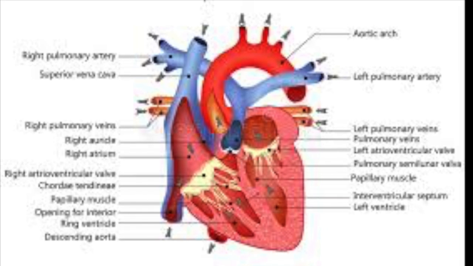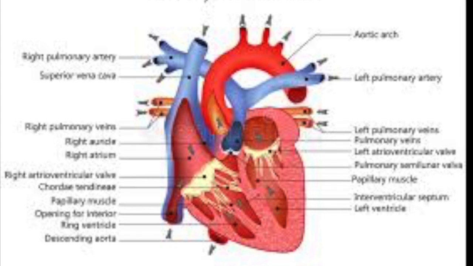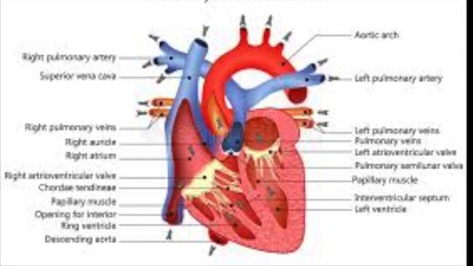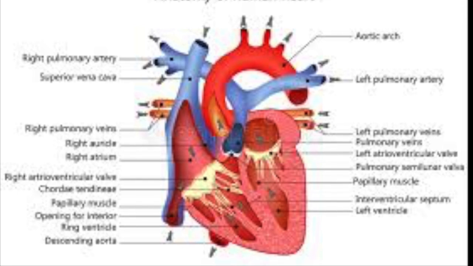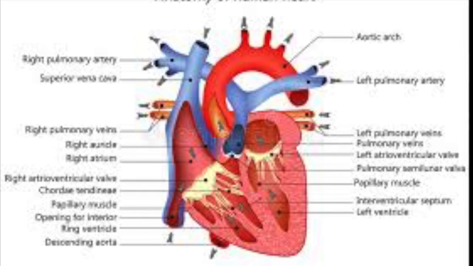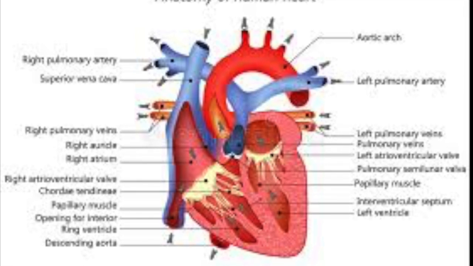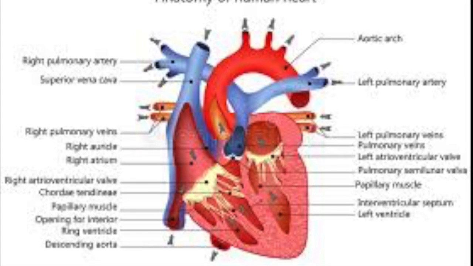Aorta, the body's main artery. It originates in the left ventricle and carries oxygenated blood to all parts of the body except the lungs. Superior vena cava, a vein that receives deoxygenated blood from the upper body to empty into the right atrium of the heart. Inferior vena cava, a vein that receives deoxygenated blood from the lower body to empty into the right atrium of the heart.